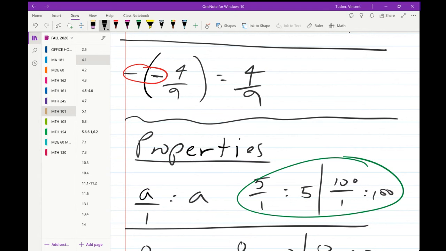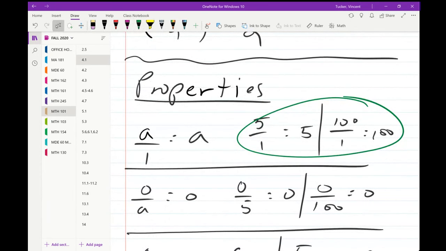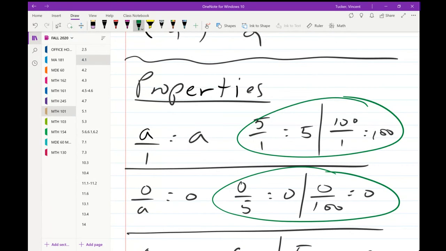I got lazy with some of this writing. But it's all good. So here, 0 over a is going to be 0. Once again, over here, we're just emphasizing that with examples. If I have 0 over 5, that'd be 0. 0 over 100 is 0 as well. So 0 over anything will be 0.